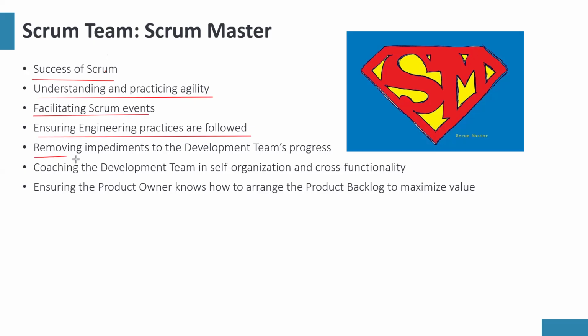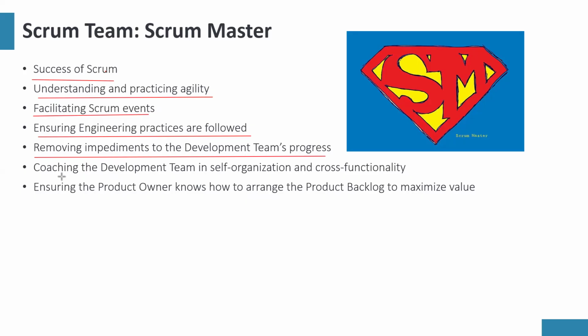The Scrum Master is also responsible for removing impediments to the development team's progress. So what's an impediment? An impediment is a challenge that your team is facing that's obstructing their work. So let's say that your team members need access to a database. We can call that an impediment. The Scrum Master can help to restore that.